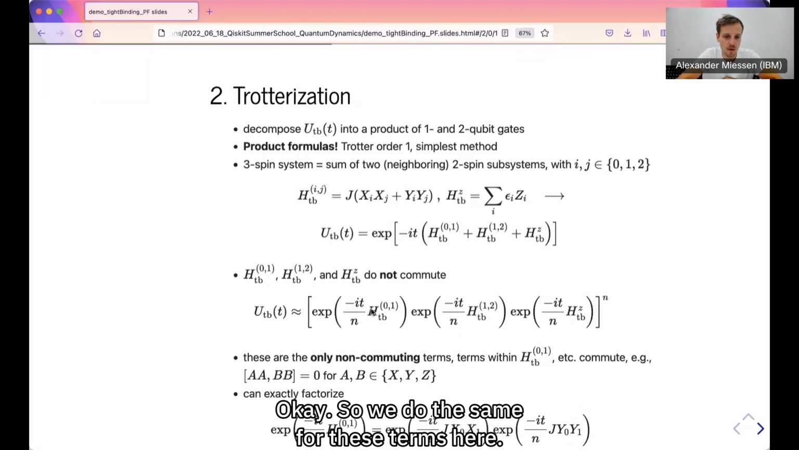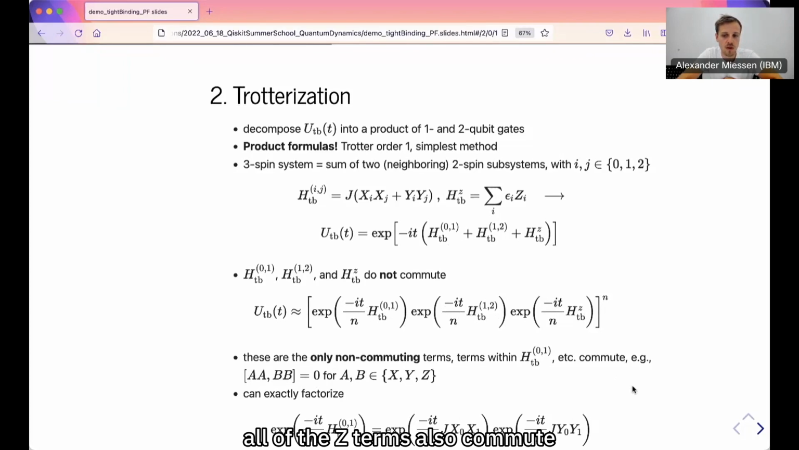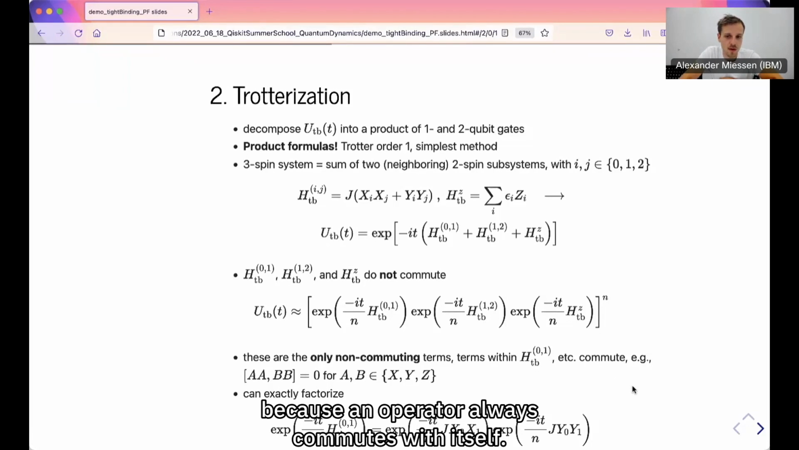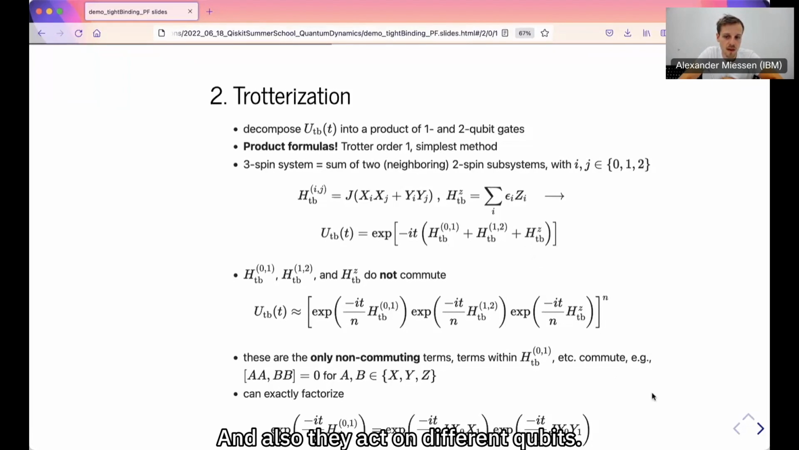So we do the same for these terms here. And of course, all of the Z terms also commute because an operator always commutes with itself, and also they act on different qubits.